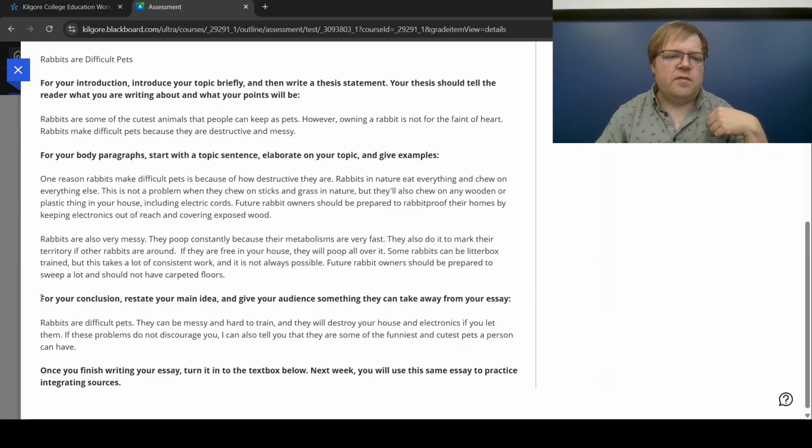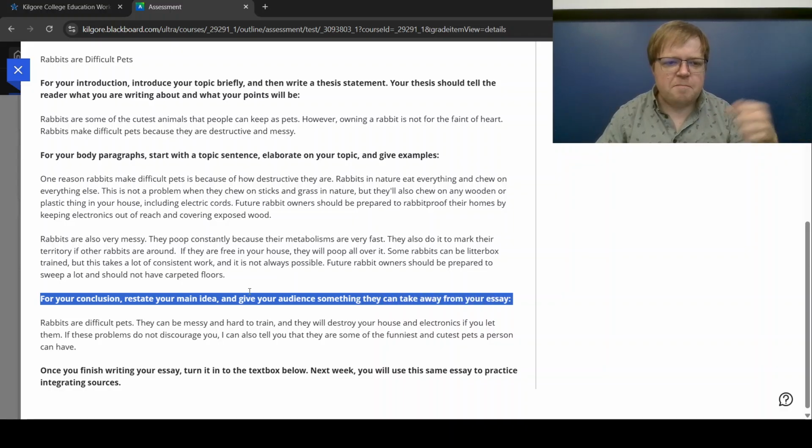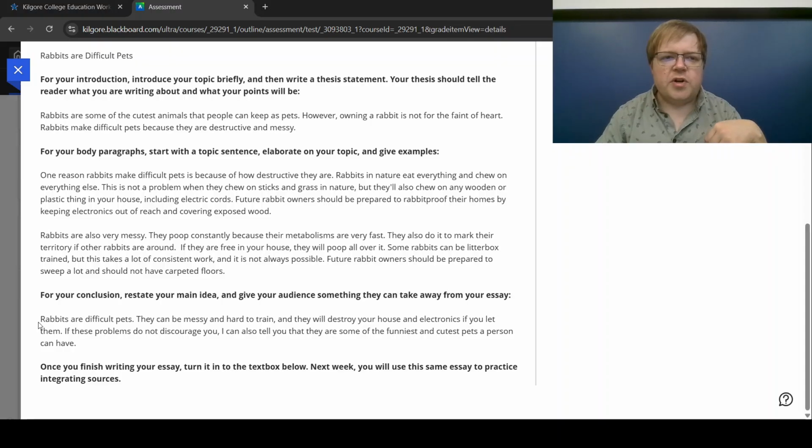And then finally, I'm going to have a conclusion where I'm going to restate my main idea and give my audience something they can take away from this essay. And so what I'm going to do is talk about how rabbits are difficult and messy, but also they are nice pets to have, I think is what I say.